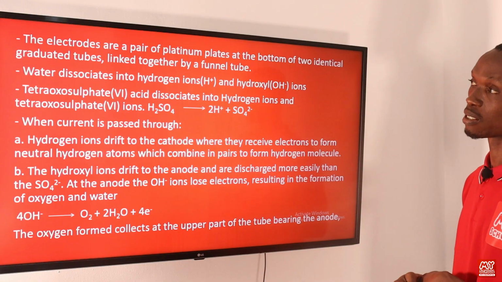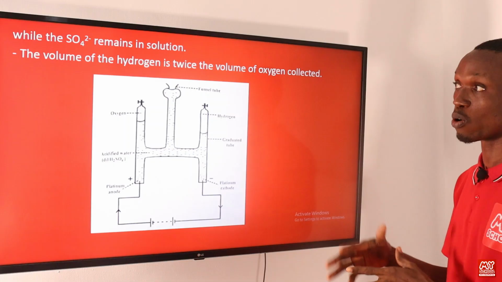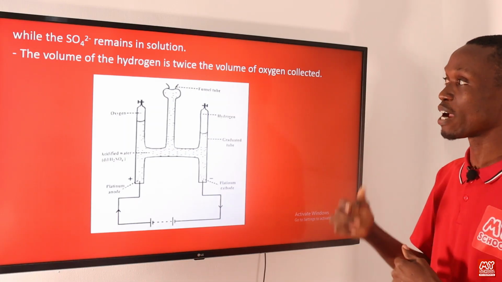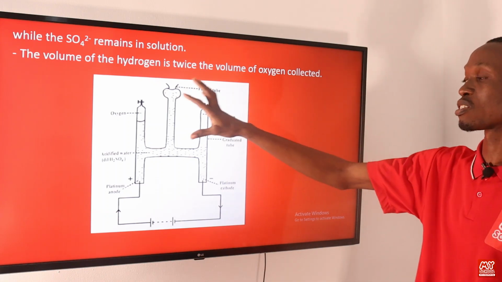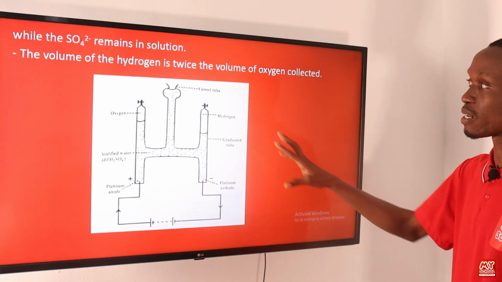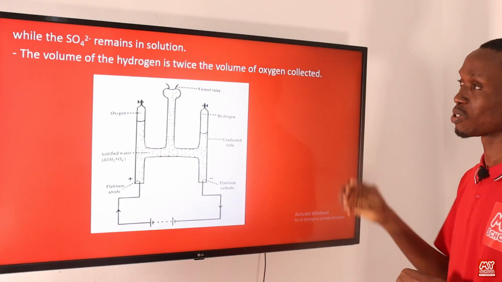Let's move to the next slide. The tetraoxosulphate(VI) ions remain in solution. The volume of hydrogen collected is twice the volume of oxygen. So this is the Hofmann voltameter for the electrolysis of acidulated water. Okay, so this represents the diagram. Okay, so let's move to the next slide.